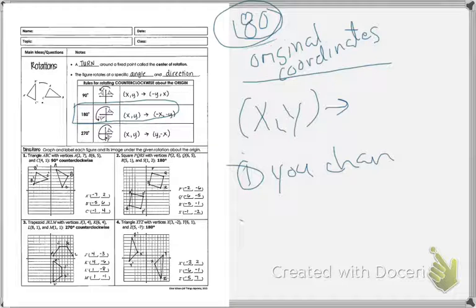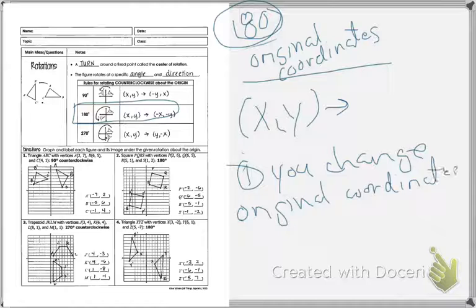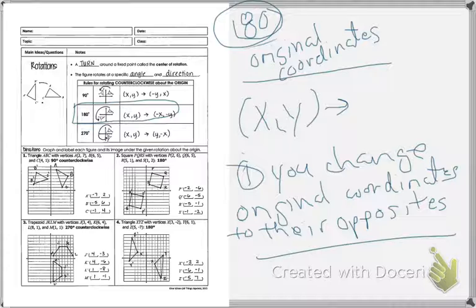You change original coordinates to their opposites. That's it. So if it's a positive x, it becomes a negative x. If it's a positive y, it becomes a negative y. Simple. Same thing goes if you have a negative x, you're going to change it to a positive x because you're doing its opposite. This one is probably the easiest one.